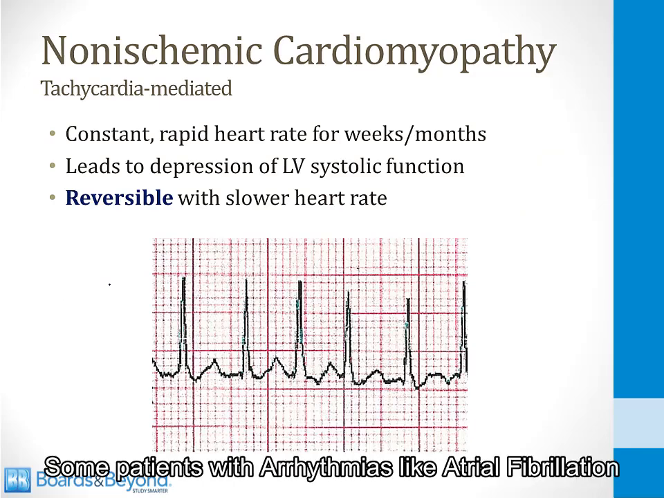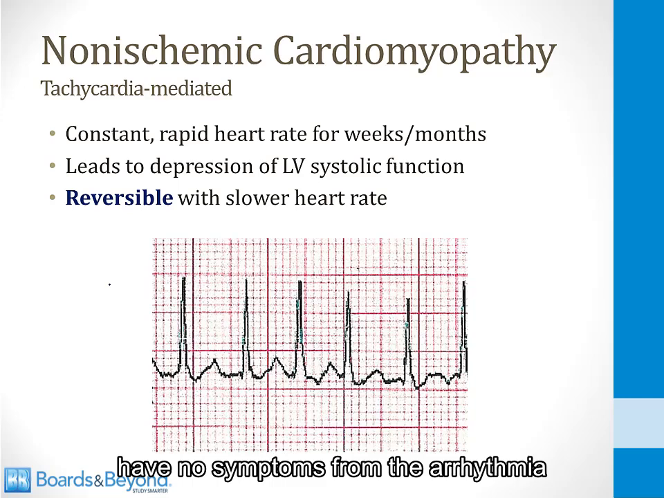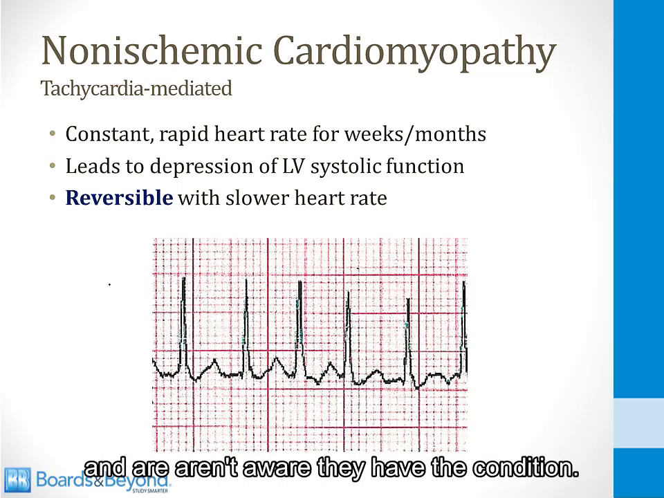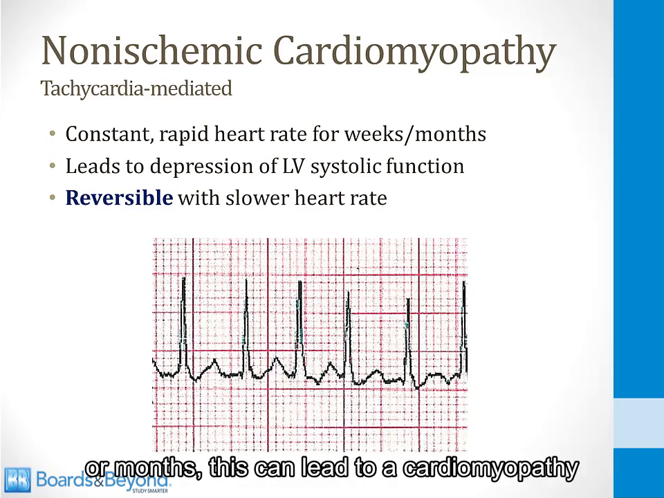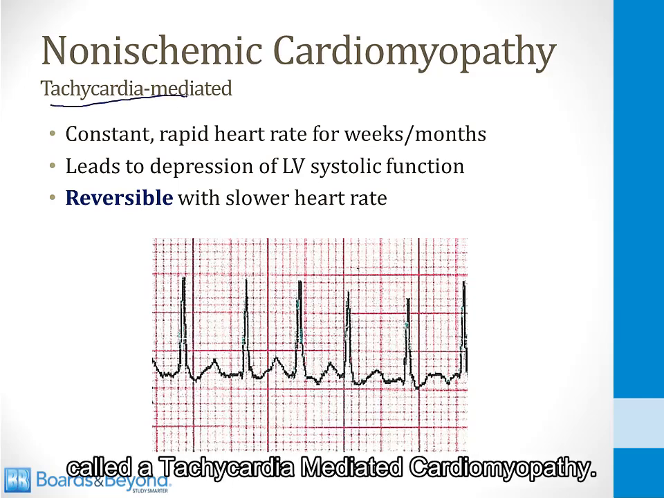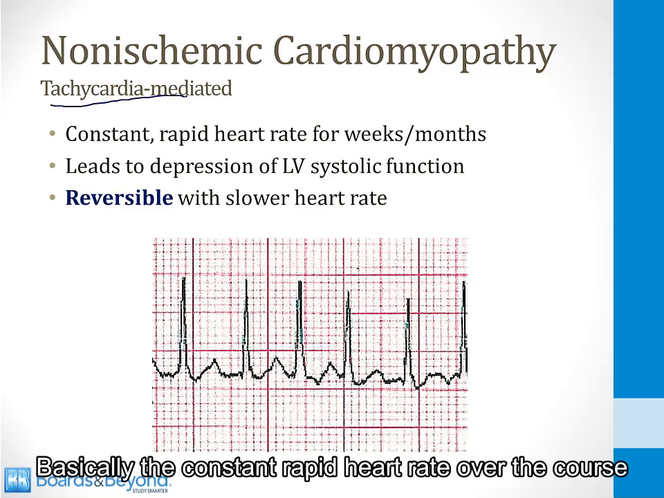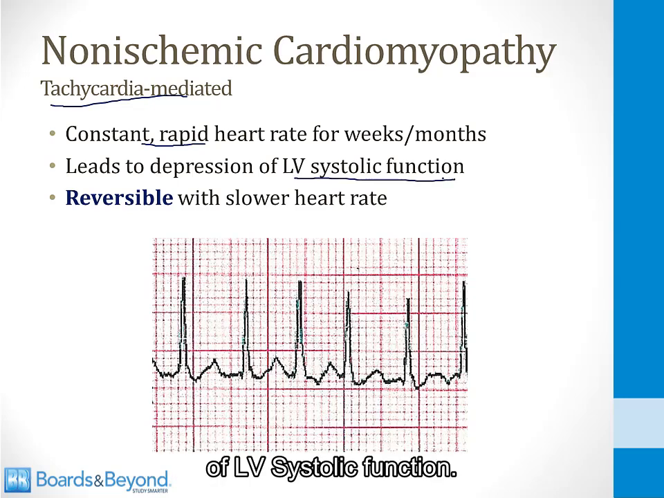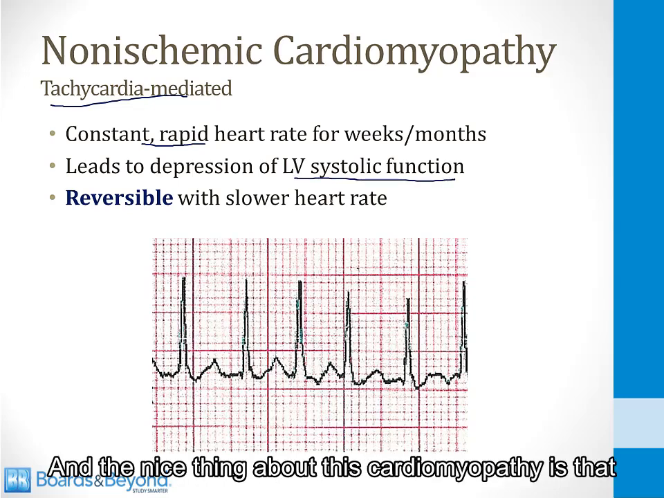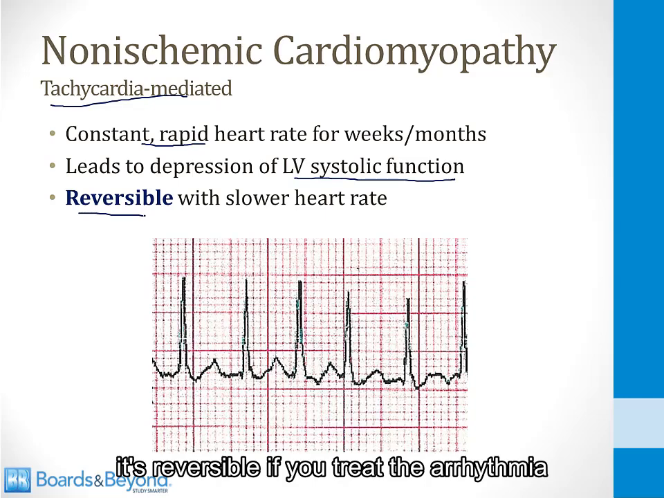Some patients with arrhythmias like atrial fibrillation have no symptoms from the arrhythmia and are unaware they have the condition. And if they have a fast heart rate that goes on for weeks or months, this can lead to a cardiomyopathy called a tachycardia-mediated cardiomyopathy. Basically, the constant rapid heart rate over the course of weeks or months leads to a depression of LV systolic function. And the nice thing about this cardiomyopathy is that it's reversible if you treat the arrhythmia and slow the heart rate down.